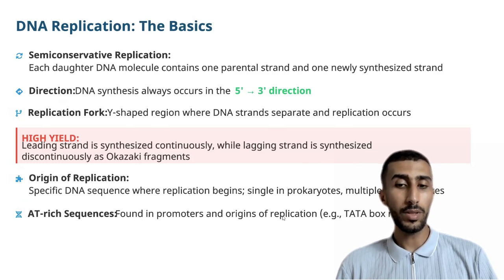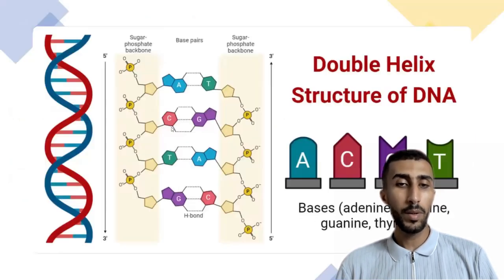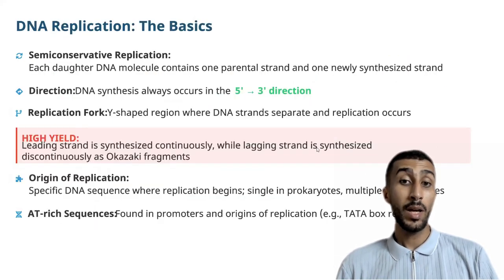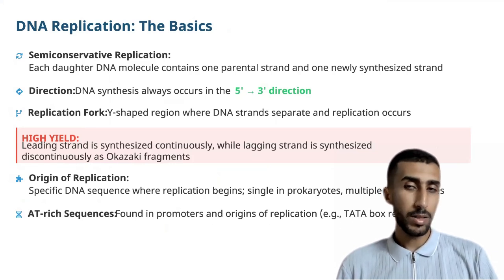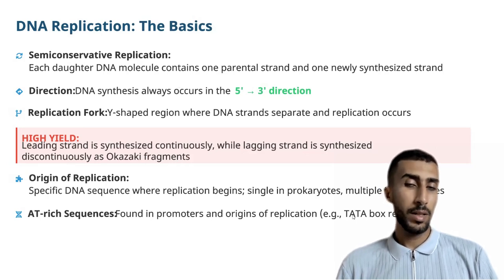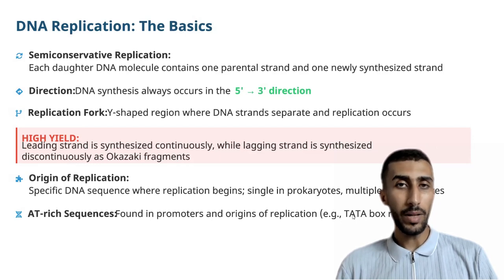There is something called AT-rich sequence. It is found in promoters and the origin of replication. Remember, AT has two hydrogen bonds, so it is easy to break. This is why it acts as promoter regions and the origin of replication, such as TATA box regions. This is due to being more easily broken compared to areas where the CG content has three hydrogen bonds, versus AT areas with two hydrogen bonds.